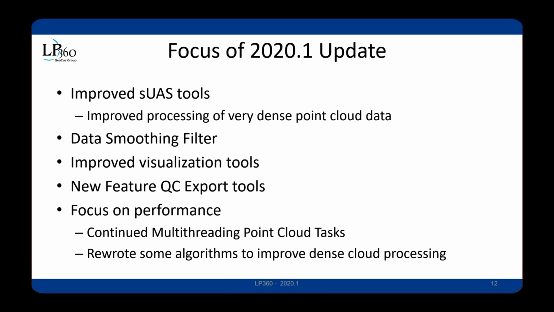So we've done a lot of work in our point cloud tasks and other tools, I should add, to handle these very dense data sets without having to do unusual things like thin the data before you do a ground classification. We want to be able to work with this raw data. It's pretty challenging. We have a new data smoothing filter that we've added, and I'll give you a demo of this. If you're doing any kind of drone mapping, you need LP360 just for this. This tool alone will pay for your investment in LP360, no question about it.